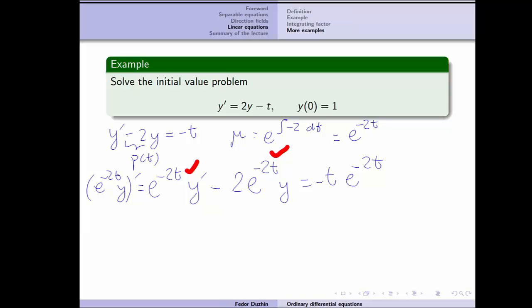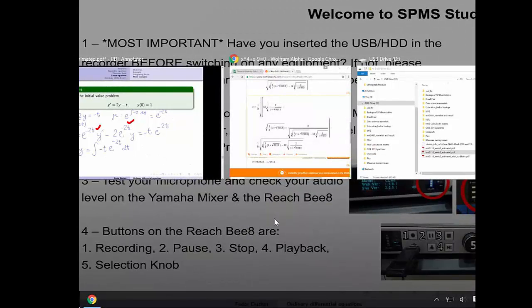But then it means that e to the minus 2t y equals antiderivative of minus t e to the minus 2t dt. Alright, of course, I could solve this integral by integrating by parts, but it's a bit troublesome and it's very easy to make a mistake, so I'll just do it in Wolfram Alpha. I hope you'll forgive me for this.